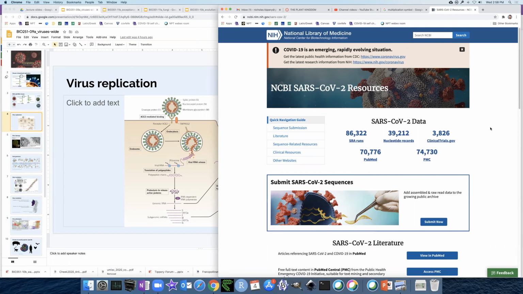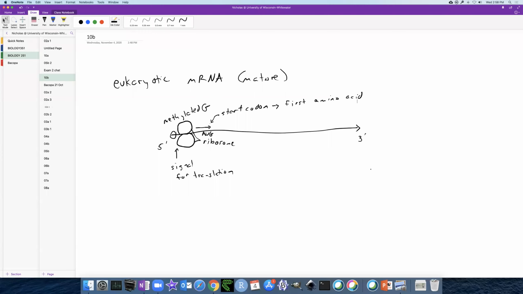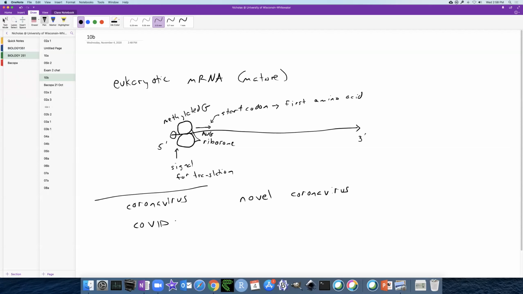I had a question today. Maybe I'll clear that up real quick. A student asked me, we were talking about the different names for these. So coronavirus. There was novel coronavirus. There is COVID-19. And there's this SARS-CoV-2.